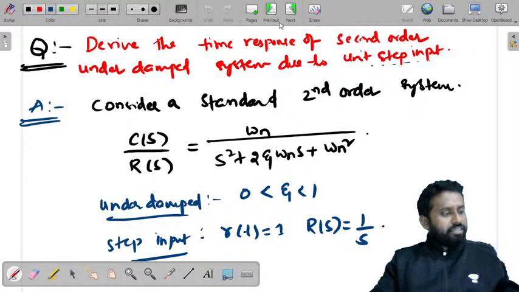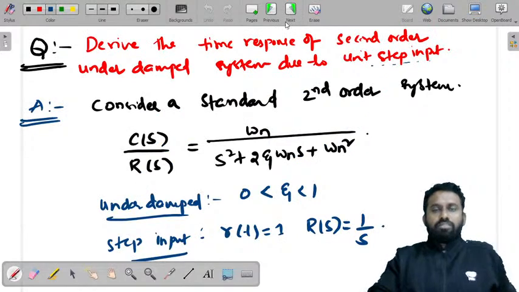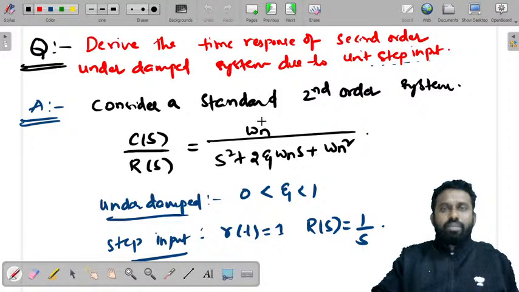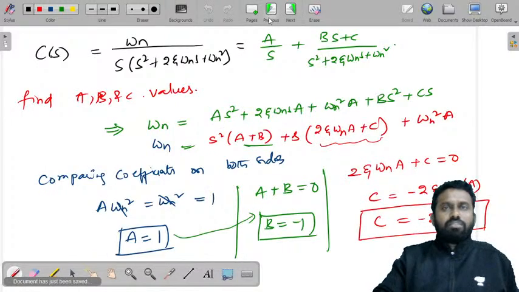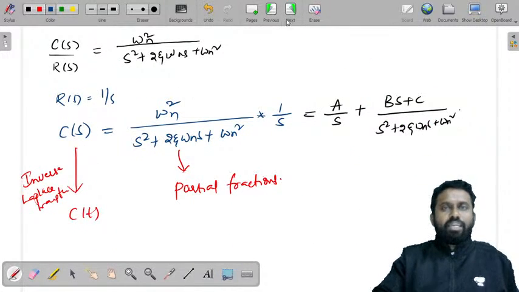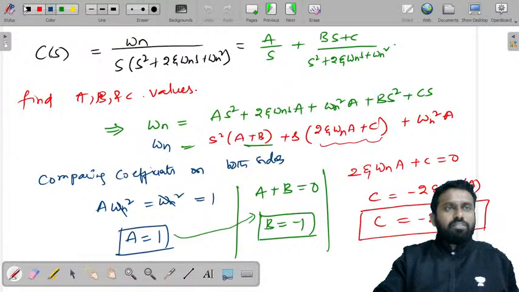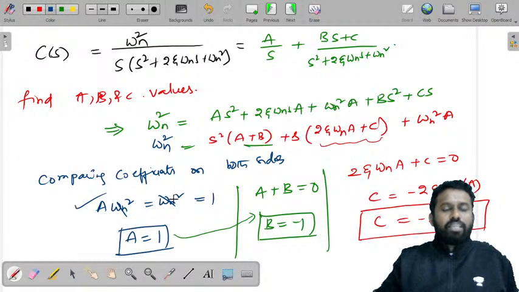What did we take? Yeah, this is omega n square by... We did not take it. So this is omega n square by... So we did not take omega n square. Yes, you are correct, Sai Teja. So this will also be omega n square. So a is equal to 1.